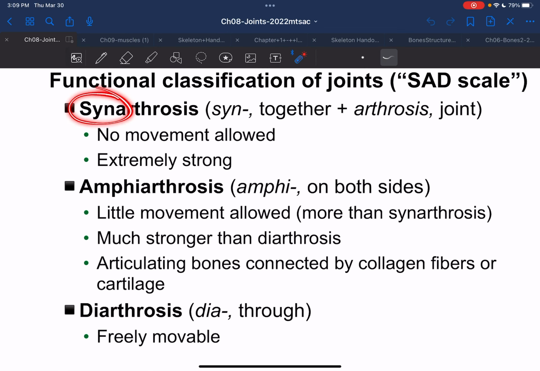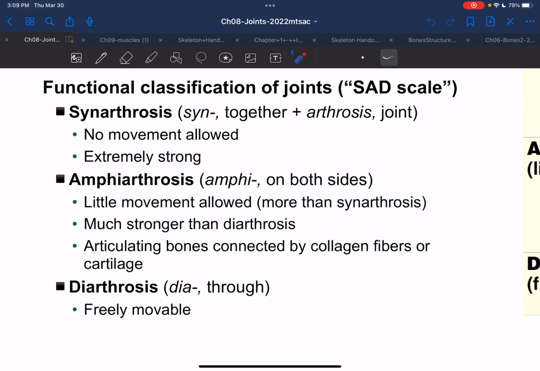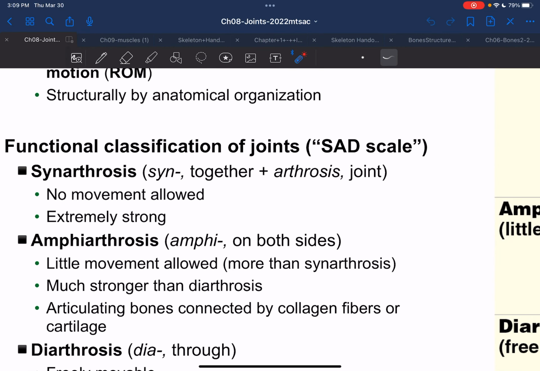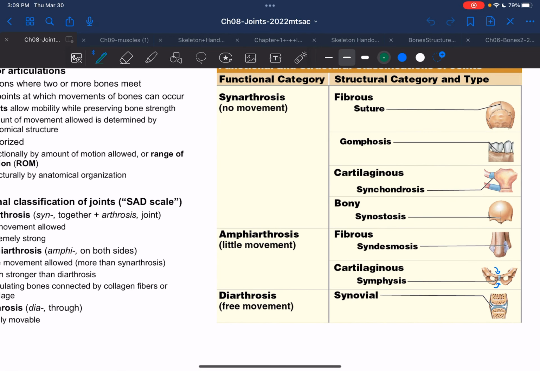Syn, usually in Latin, means together. Amphi means on both sides, and di means through. Those don't really help you learn what they are, but it's easy to think about when you think about a little scale. I'm going to go ahead and try to draw this for you. When we look at synarthrosis and amphiarthrosis on our table, what we're really trying to describe is how much mobility something has.